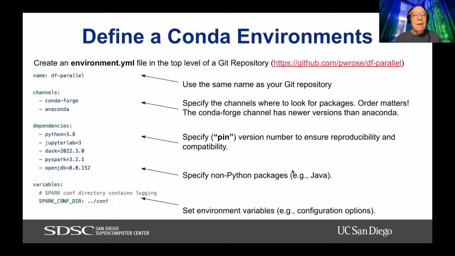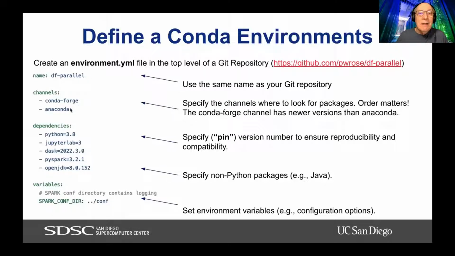How do you create a Conda environment? The best way to do that is to create a file called environment.yaml or yml. And a Conda environment file looks like this. First, you give it a name. My recommendation is to use the same name as your Git repository name if you use Git. So for example, today I will use this Git repository called df parallel. So I also use the same name for the environment, so I don't need to think about that name.